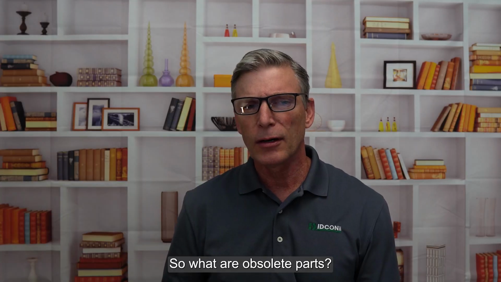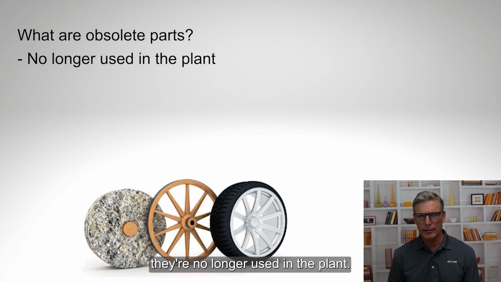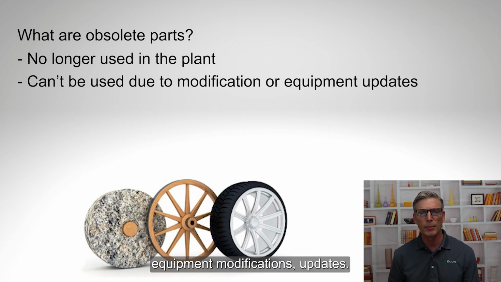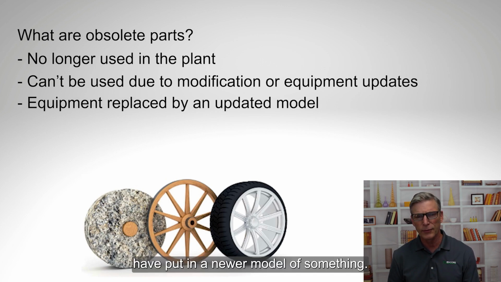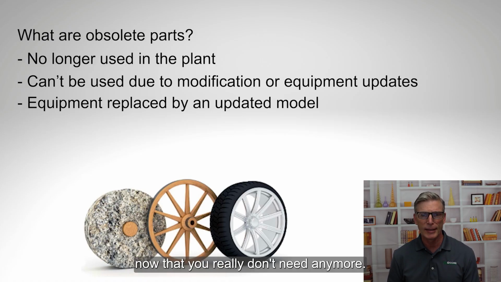So what are obsolete parts? They're no longer used in the plant. That could be due to equipment modifications or updates. You might have put in a newer model of something, but it normally means that you had a capital project or modifications done in your plant. And this might also mean that you're actually stocking a part now that you really don't need anymore.